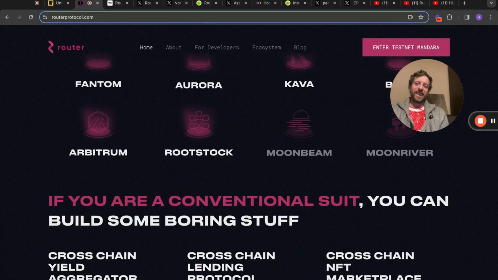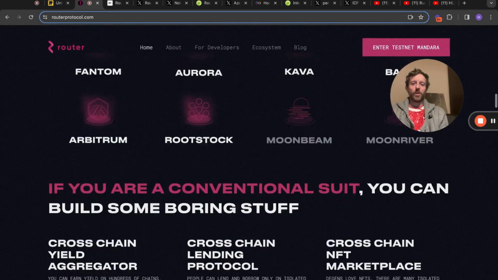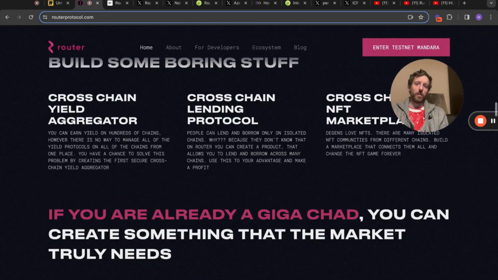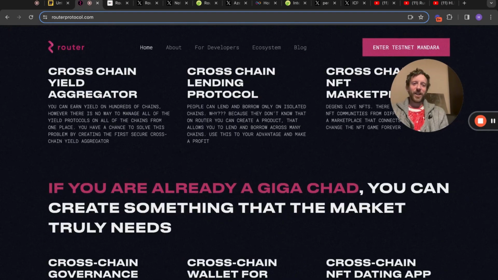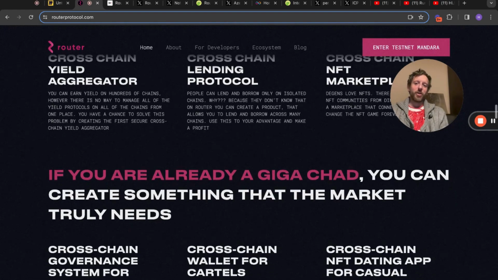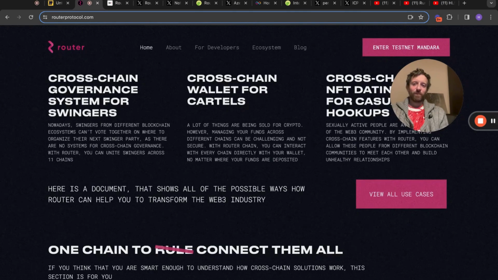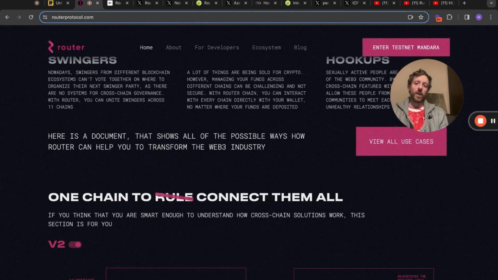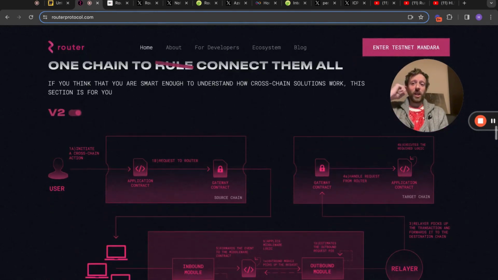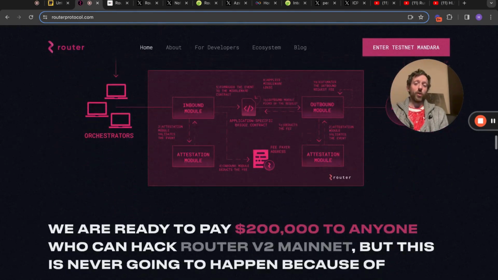If you are a conventional suit, you can build some boring stuff. So then it goes into a few of the other bits and pieces. If you're already a Giga Chad, you can create something that the market truly needs. So a little bit of division there, I would imagine. One chain to connect them all. If you think that you are smart enough to understand how cross-chain solutions work, this section is for you. So you can go through that as well at your leisure.